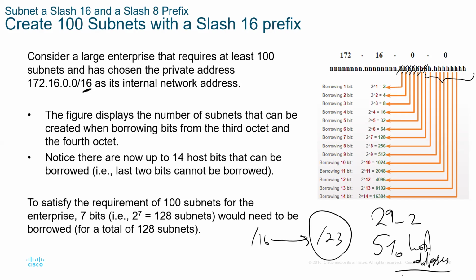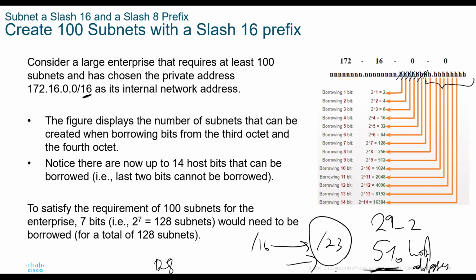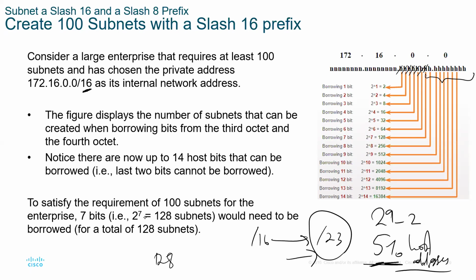So in summary, if I borrow 7 bits, I will have a /23 as my new prefix length. I would have created 128 subnets. Each subnet will have 510 host addresses. So basically, that is how you subnet your network.